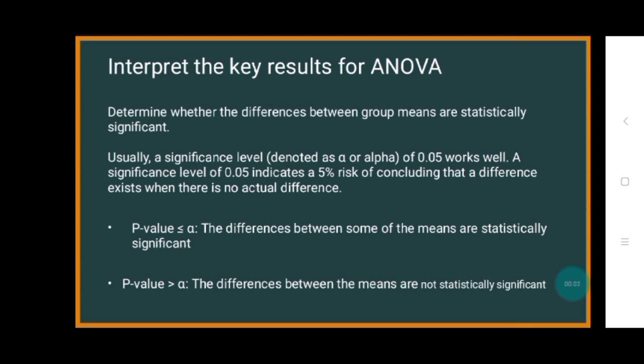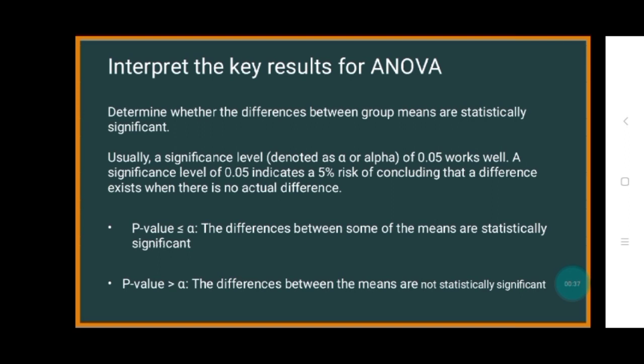So hi, I am Charifel Arlugu and I will be the one to discuss how to interpret the key results for ANOVA. To determine whether the difference between group means are statistically significant, usually a significance level denoted as alpha of 0.05 works well. A significance level of 0.05 indicates a 5% risk of concluding that a difference exists when there is no actual difference.